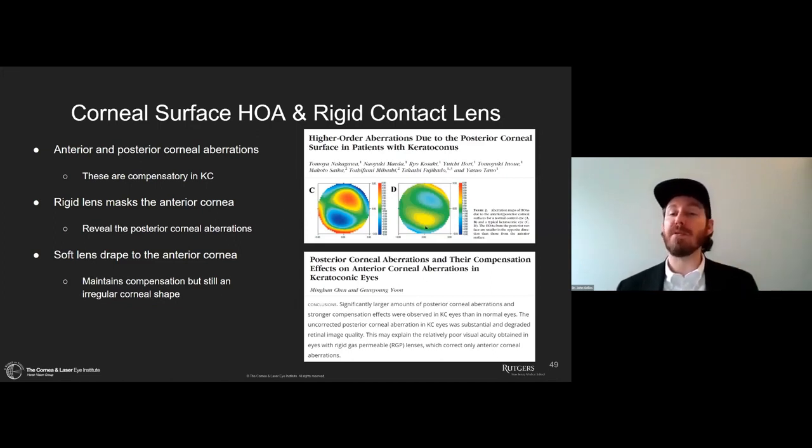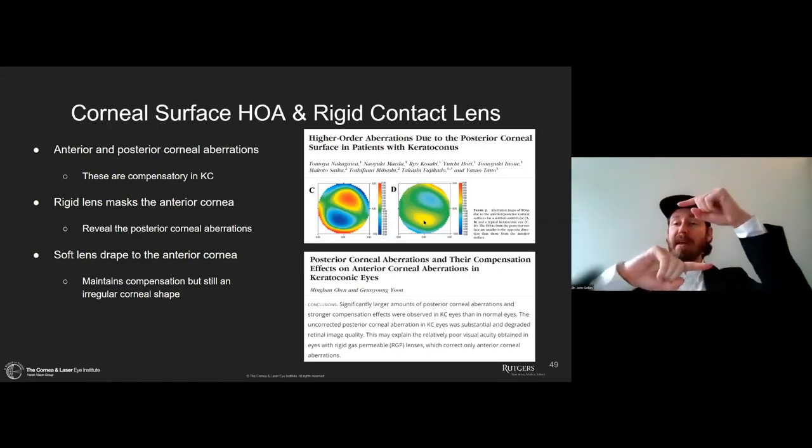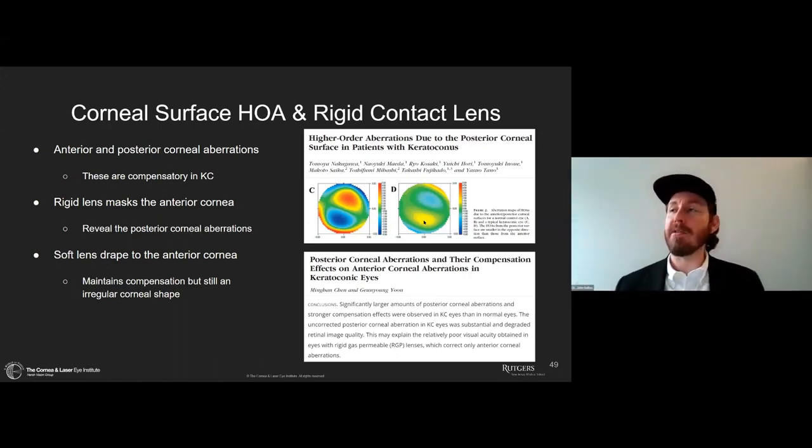Many of these individuals, when you put a rigid lens on them, it's going to flip. So what you can see here is this vertical coma that's happening in this individual. This is without the lens. And then when we put the lens on, you can see that that coma has now flipped.